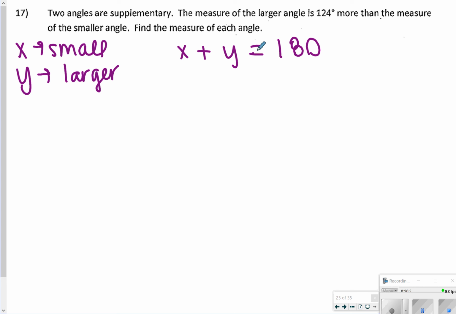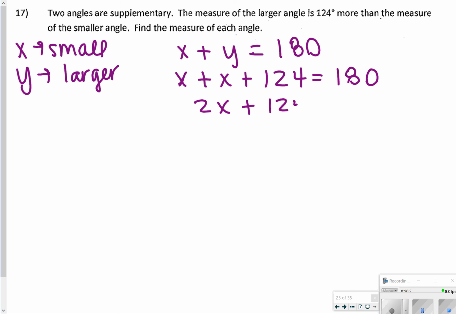So what I can maybe do is say 2 smalls would still be 124 more plus that is 180. So I would have 2x plus 124 equals 180. Okay, so what I'm going to do first is go ahead and solve for, oops, I forgot one thing. I should have written y is equal to, the larger one is equal to x plus 124. So what I'm basically doing is plugging in this x plus 124, substitution, and solving.